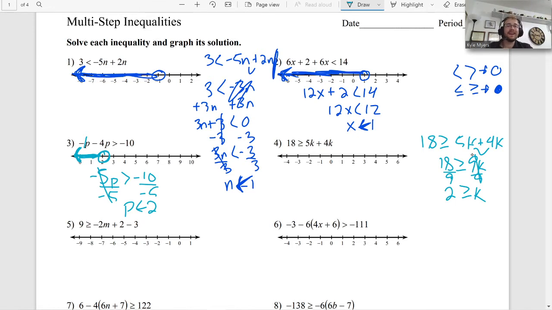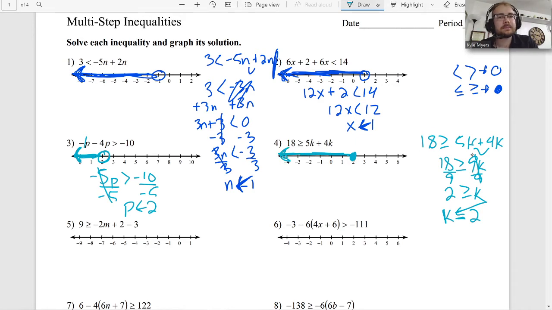K is on the wrong side, so I have to flip it over. I gotta have the letter on the left. Otherwise, that little trick that I showed you earlier doesn't work. So I gotta flip the sign as well. If I flip it around, I have to flip the sign as well. Okay? So now this is pointing to the left from 2. This is the first one that's a closed circle. It has the or equal to thing right here. So it's a closed circle and it's going left.